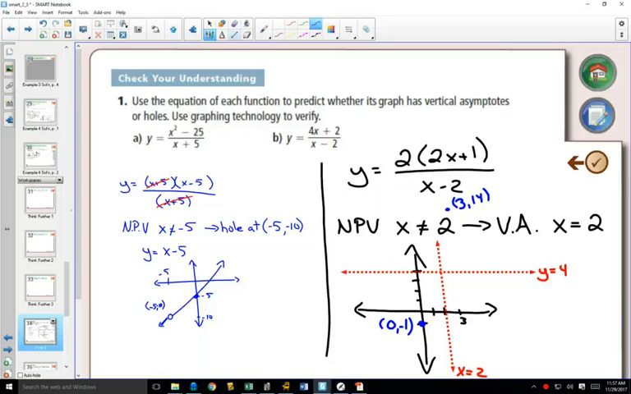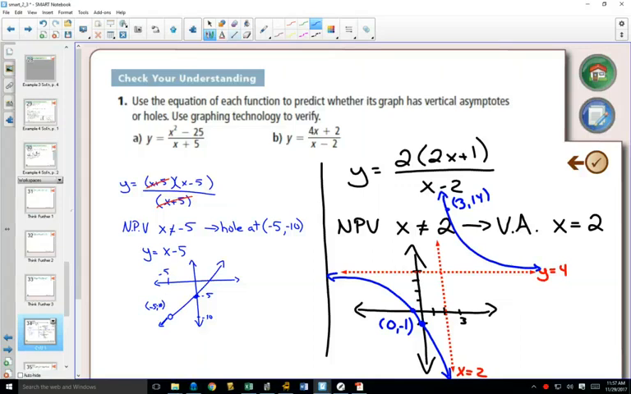And once you have a point in each section, you can now sketch your graph by showing the asymptotic behavior. So this is enough to do that in that section. And it's enough to do this in this section.